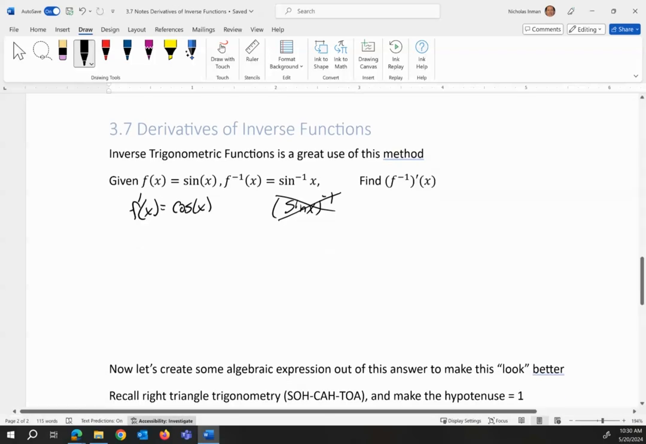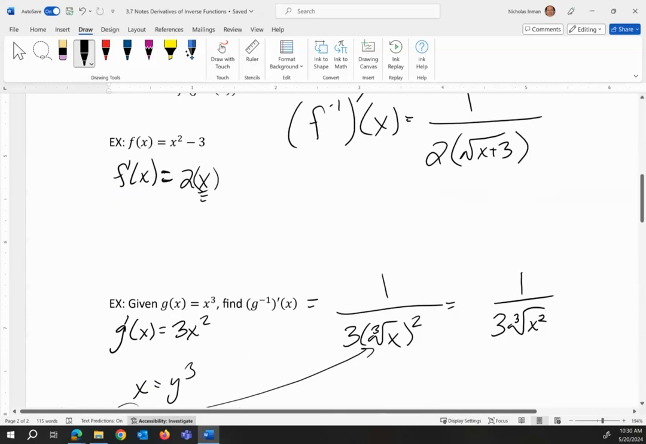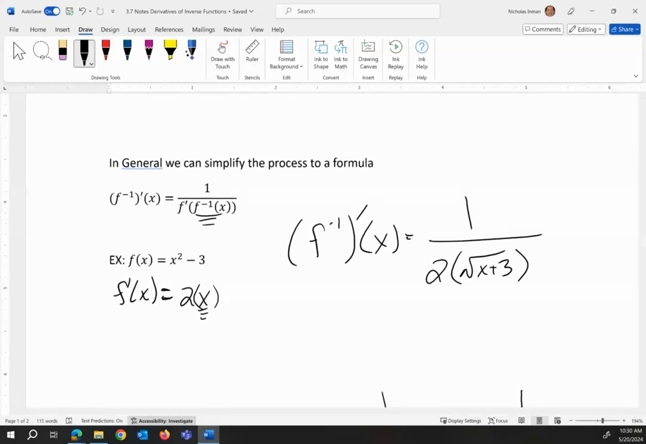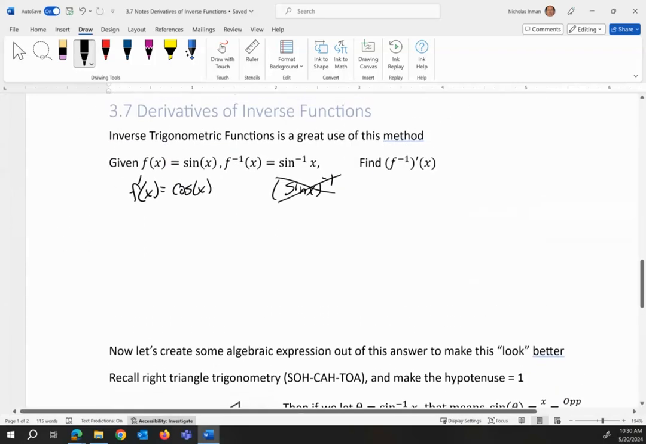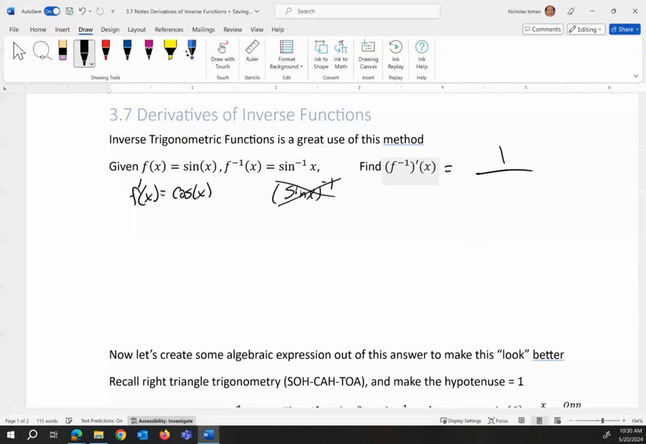So that's why we truly can use this formula we just worked with. The derivative of an inverse function is 1 over the derivative of the original with the inverse inside of it. So 1 over the derivative of the original. The derivative of the original is cosine of, and then we take the inverse and put it inside. So that is our inverse derivative: 1 over cosine of sine inverse. And that technically is our answer.